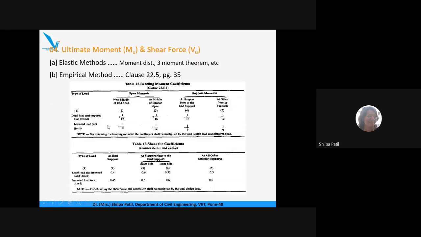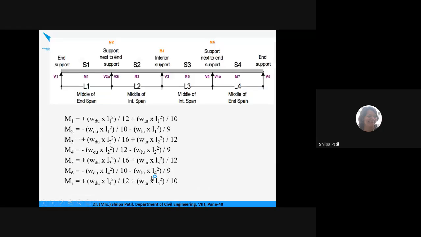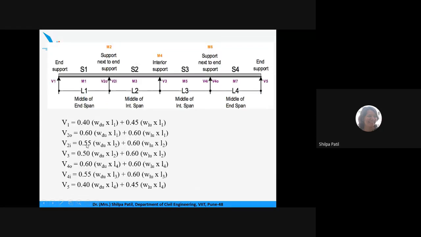I will go back to this table. For the inner side, the coefficients are 0.55 and 0.6 for dead load and live load respectively. And for outer, it is 0.6 for both. Okay, so the same values are written here. Inner is 0.55 and 0.6, outer 0.6 for both. V2O and V2I. Similarly here, V4O and V4I.